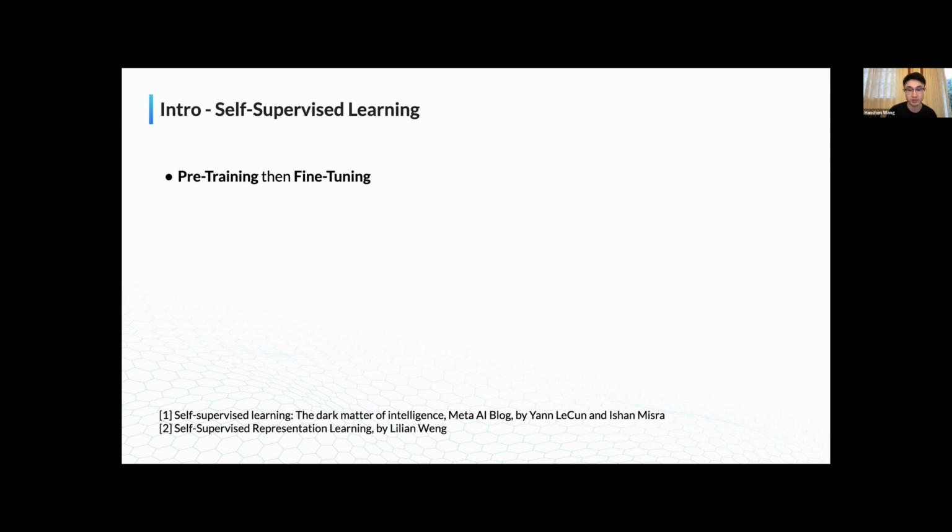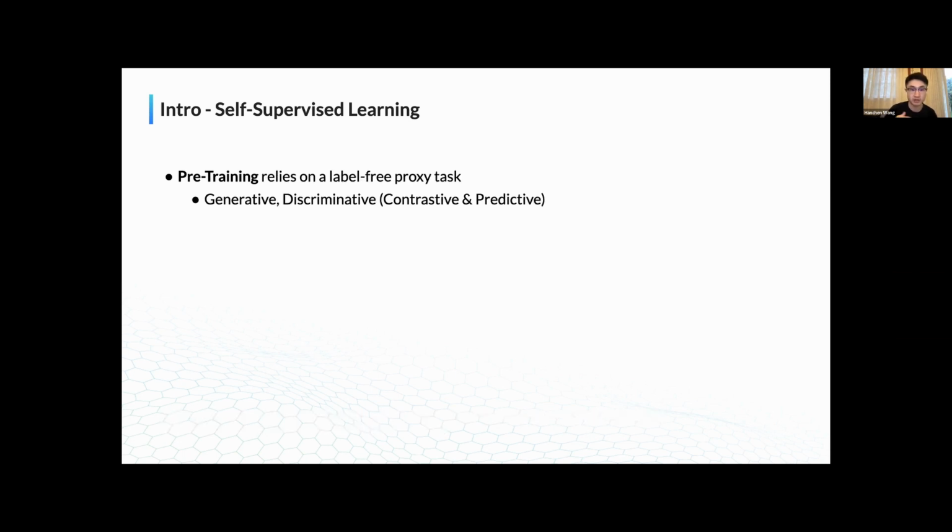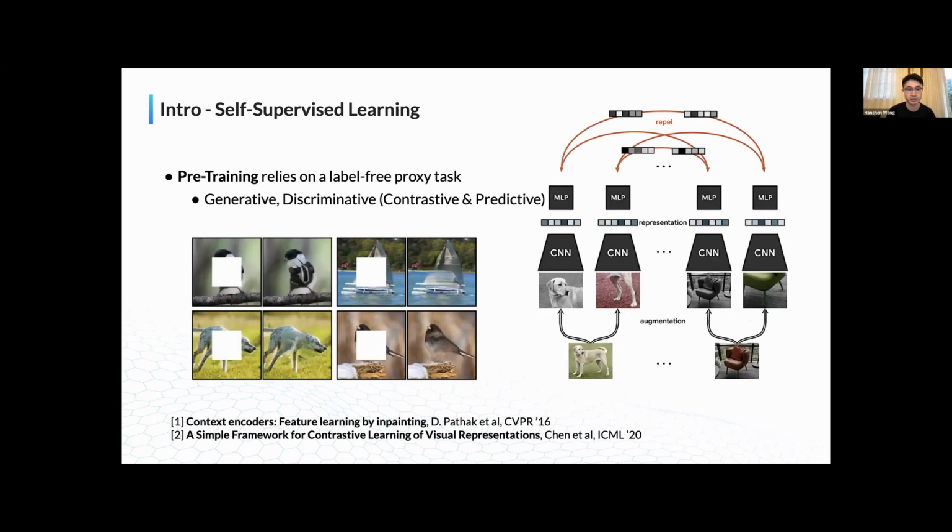It usually forms a two-step paradigm. We first pre-train the model, or the representation encoder, on large-scale unlabeled data. Then we fine-tune the pre-trained models on some, usually small, downstream supervised tasks. The pre-training usually relies on label-free proxy tasks, which can be further classified as either generative or discriminative pre-training objectives. For instance, for generative, a famous example is image inpainting.